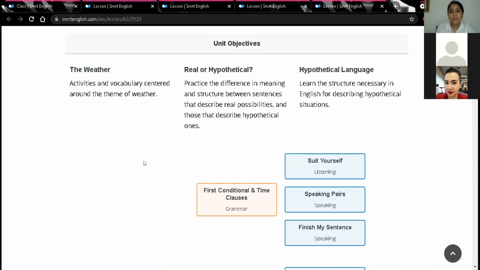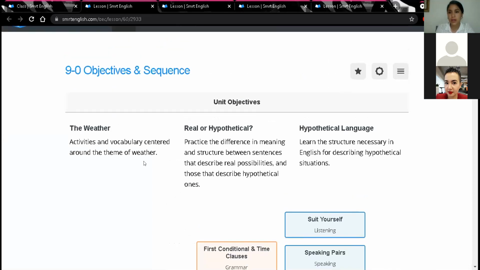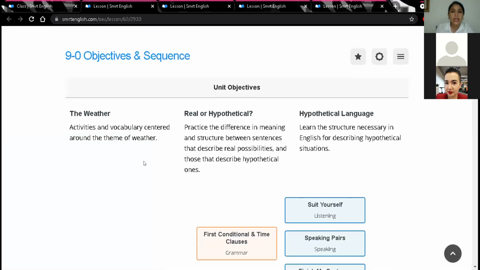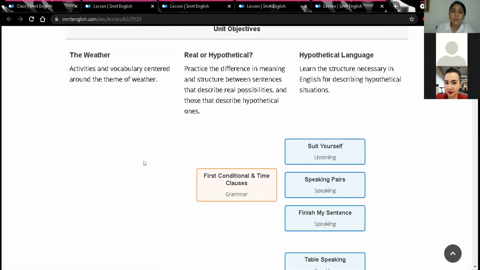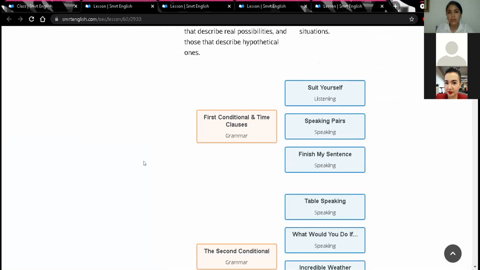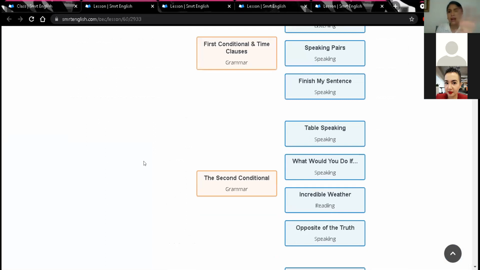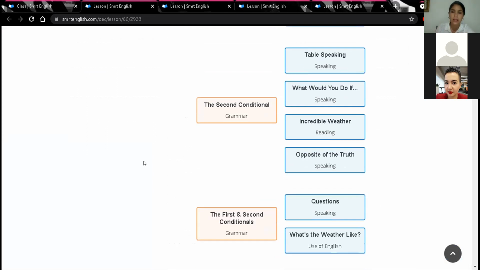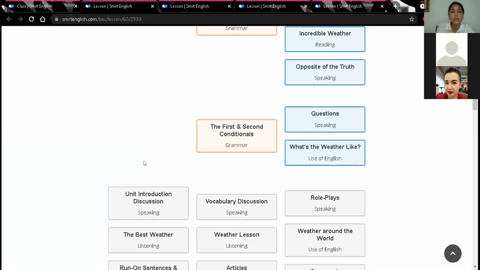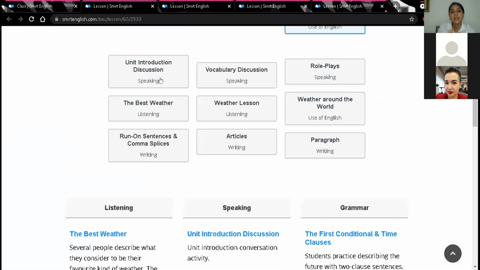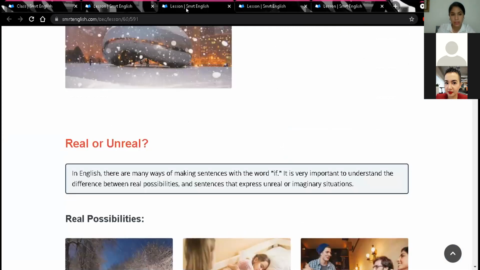Here we have the objectives and sequence of the first part. It says unit objectives: the weather, real and hypothetical language. And we're gonna start with grammar, which is the first conditional. I'm just explaining the topics real quick, okay? And we are going to start with the unit introduction, which is speaking.